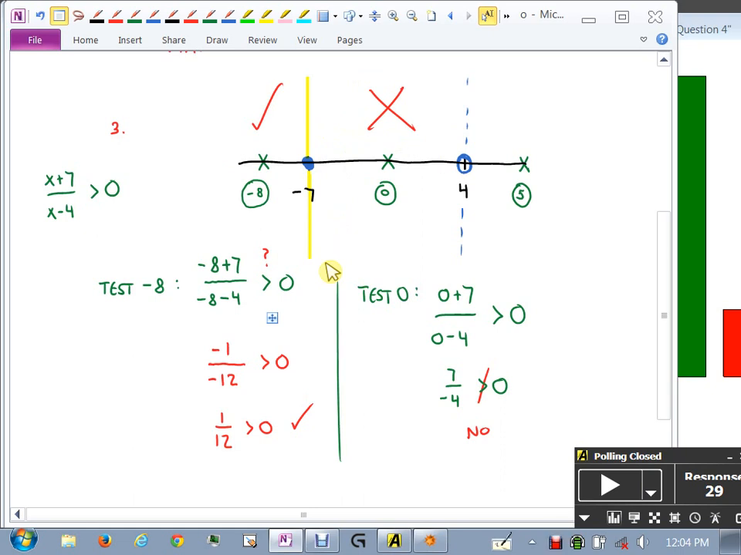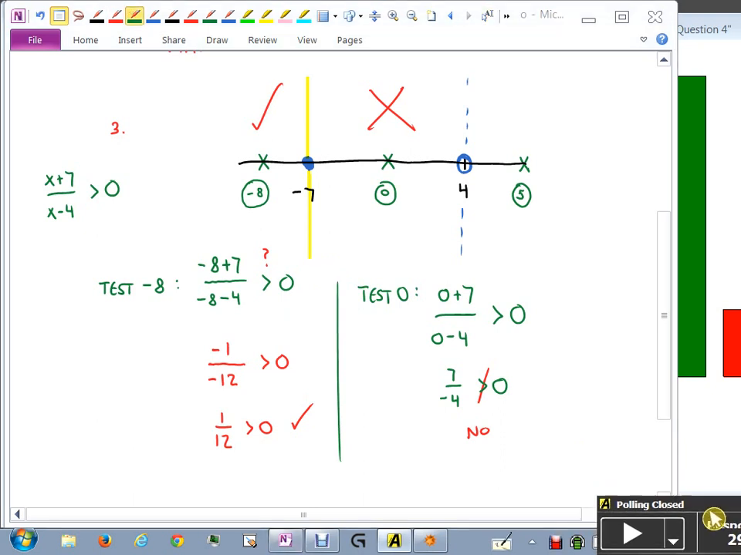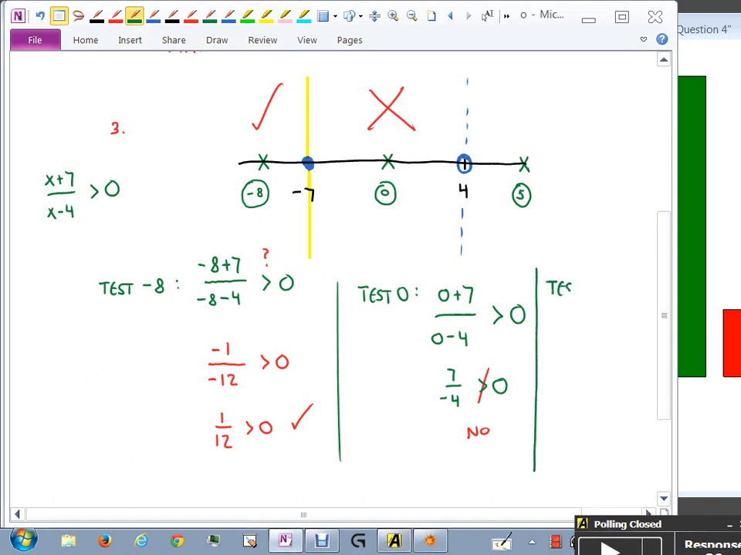I put an X in there. And then I test 5, and I go through the same process. So 5 plus 7 over 5 minus 4, is that bigger than 0? It's 12 over 1, greater than 0? Yes, 12 is bigger than 0. Which means that everything over here works. All right. Any questions right now?